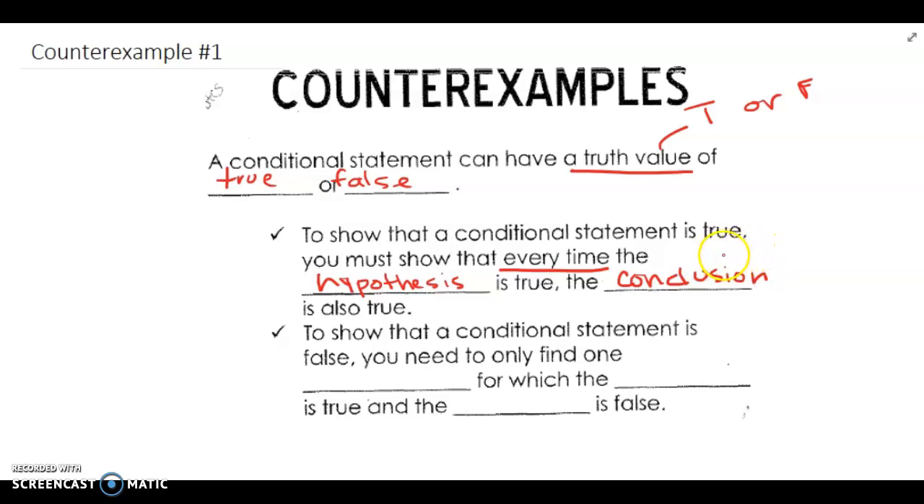So a conditional statement can be true 5 million times, and if it's false one time, it's considered a false statement. So if we're trying to show that a statement is false, all we have to do is show that there's one example out there that makes this false, and the entire statement is false. So to show that a conditional statement is false, you need to only find one example for which the hypothesis is true and the conclusion is false, which is kind of what a counterexample is.